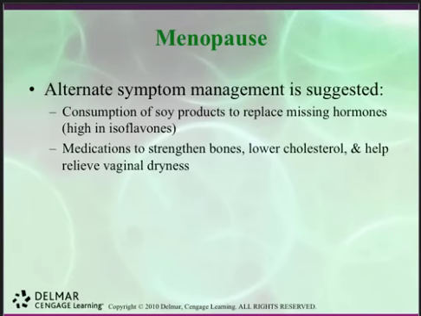Alternate symptom management is suggested. Consumption of soy products can be used to replace missing hormones. These are high in isoflavones, which are precursors to estrogen and progesterone, and there are also medications that strengthen bones, lower cholesterol, and help remove vaginal dryness.